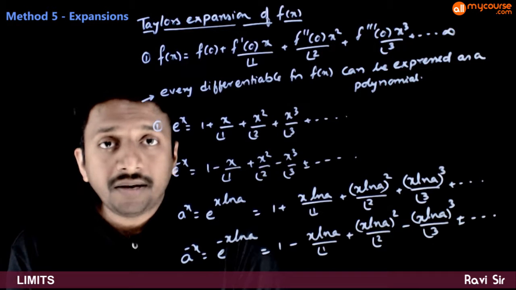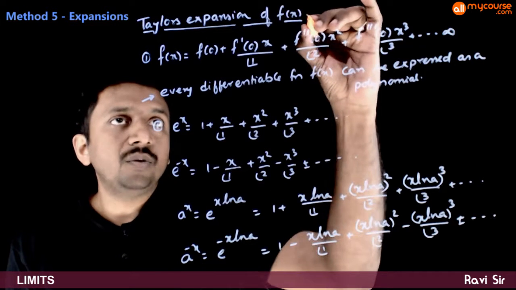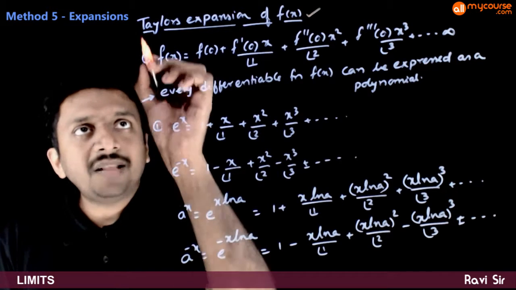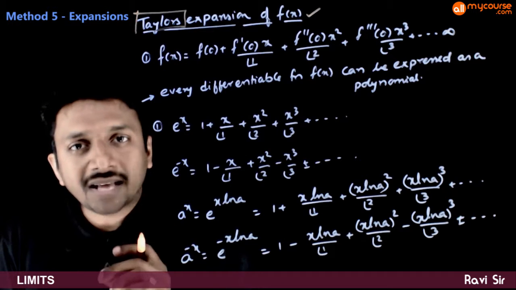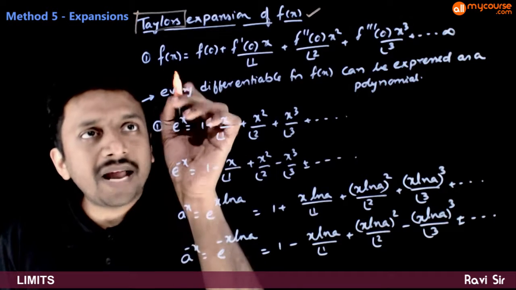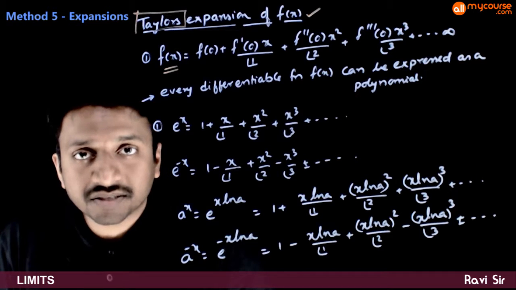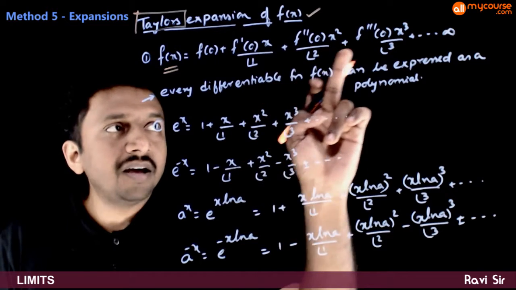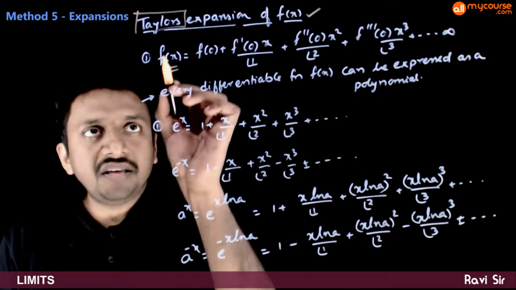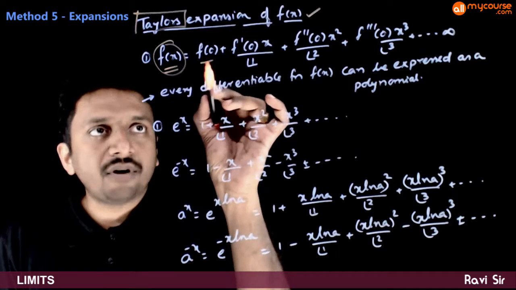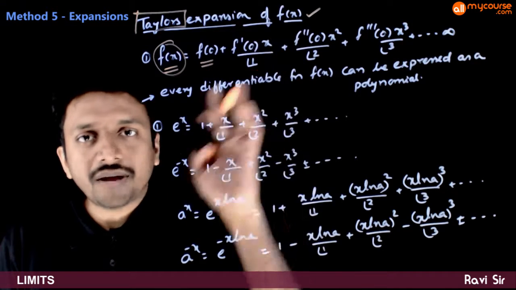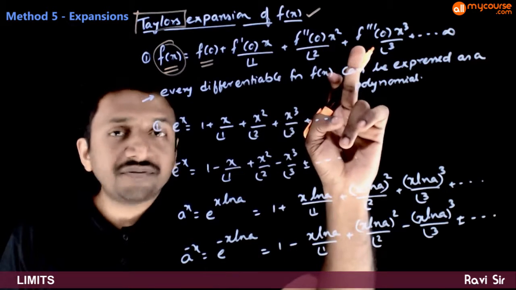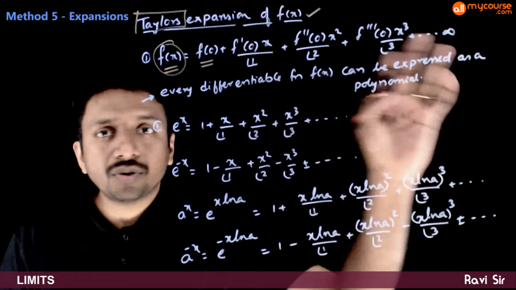The next method to find limits is using the expansions of different functions. A mathematician named Taylor has given a general formula to expand any differentiable function f of x in terms of raising powers of x. That is, any function f of x can be written as f of 0 plus f dash of 0 into x by 1 factorial plus f double dash of 0 into x square by 2 factorial plus f triple dash of 0 into x cube by 3 factorial, and so on up to infinity.